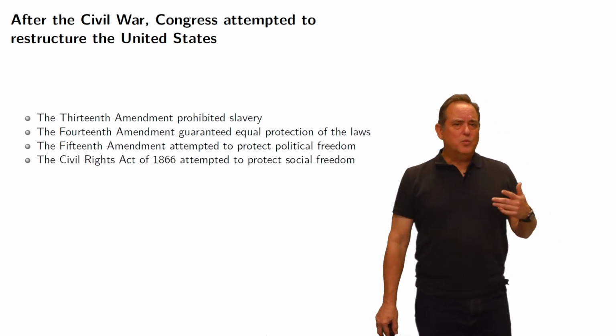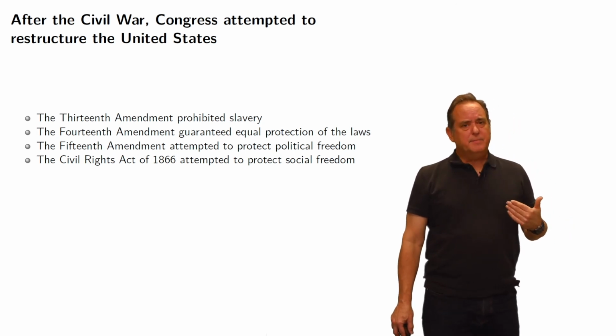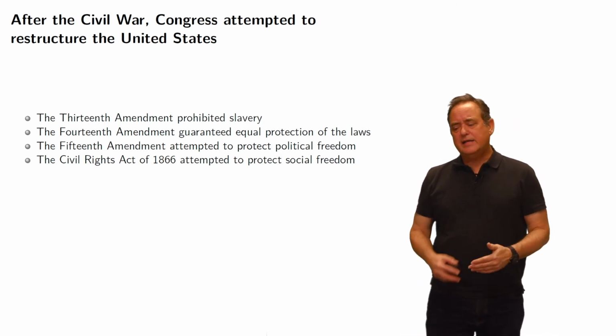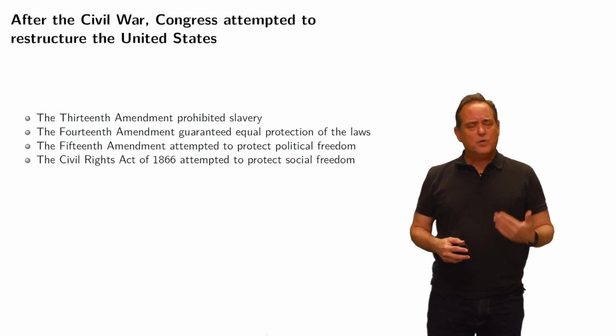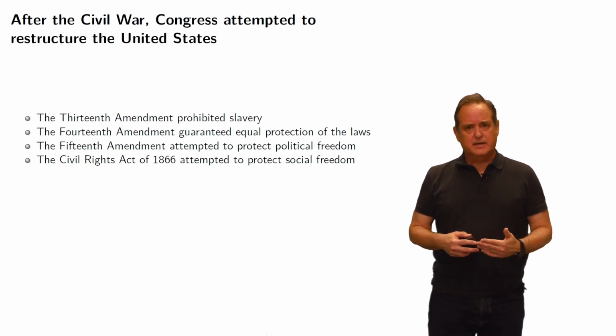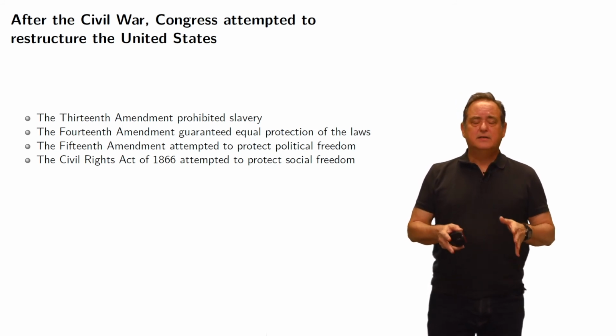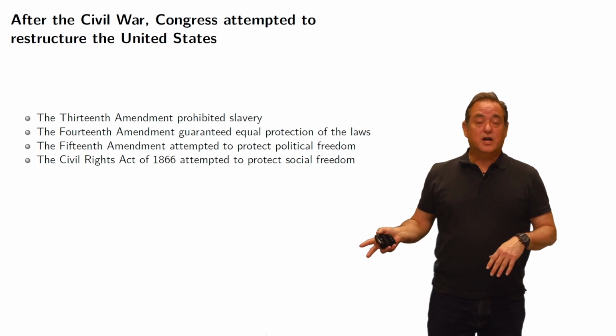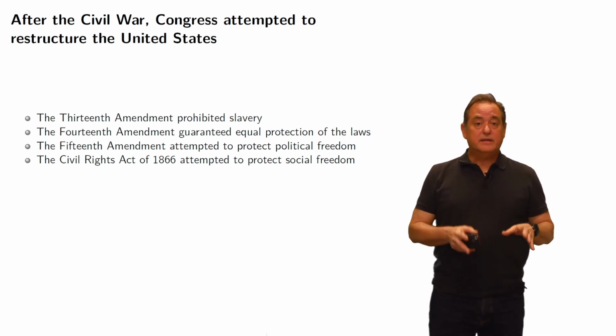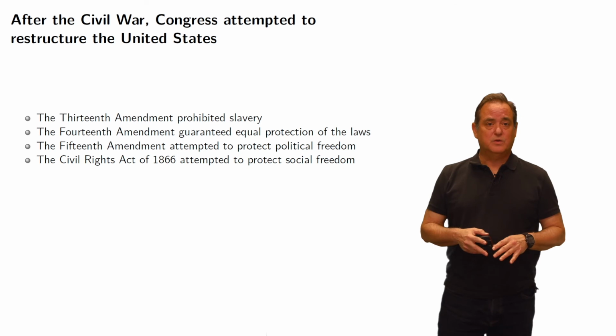And finally, not an amendment, but the first Civil Rights Act in the United States, the Civil Rights Act of 1866. Yes, we had a Civil Rights Act almost 100 years before the Civil Rights Act of 1964.